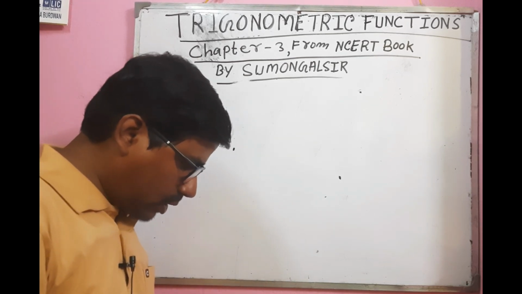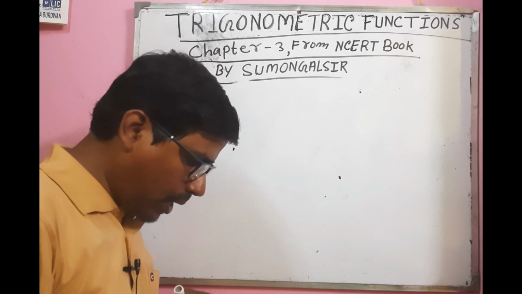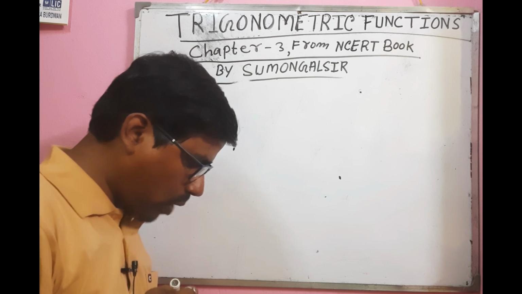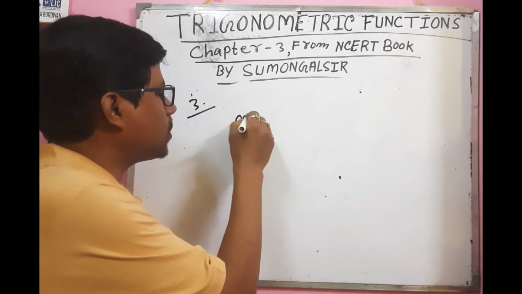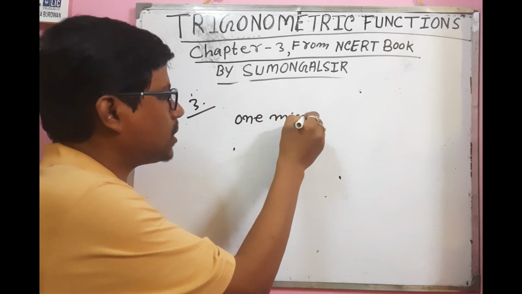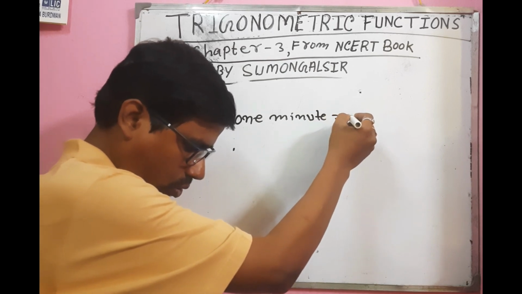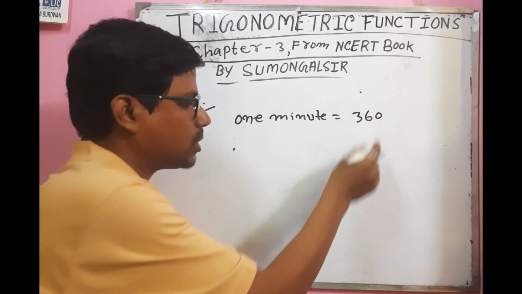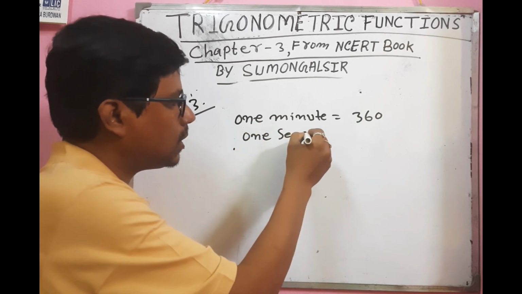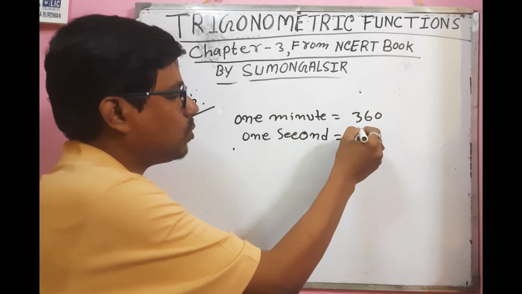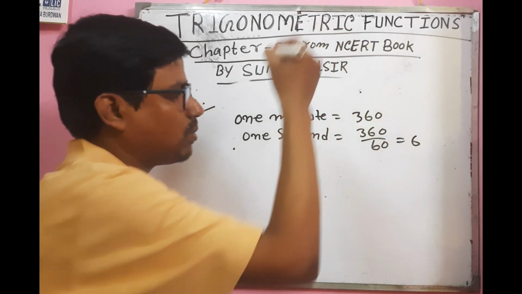A wheel makes 360 revolutions in 1 minute. Through how many radians does it turn in 1 second? Now 1 minute is equal to 360 revolutions. So 1 second will be 360 divided by 60, that is 6 revolutions.